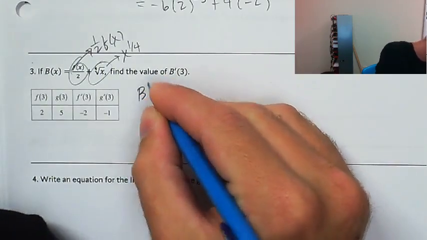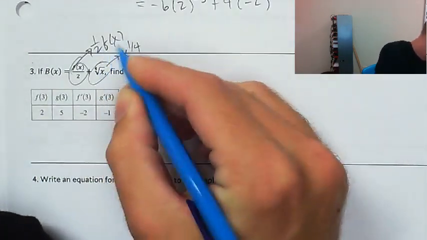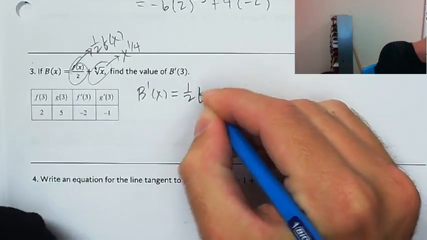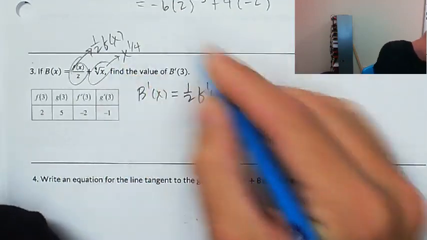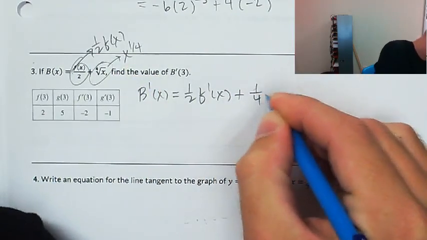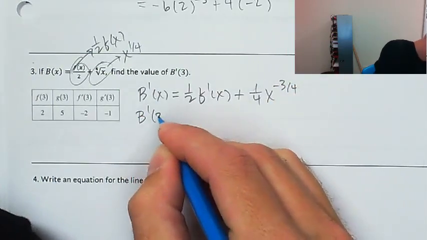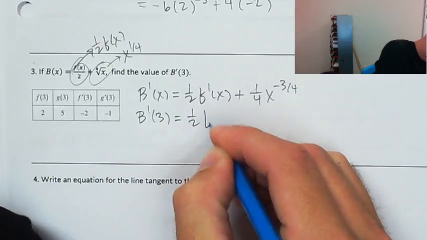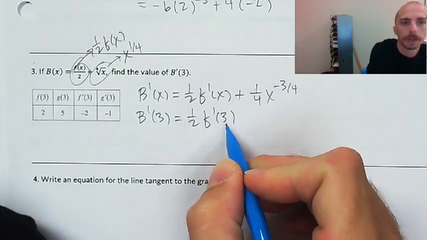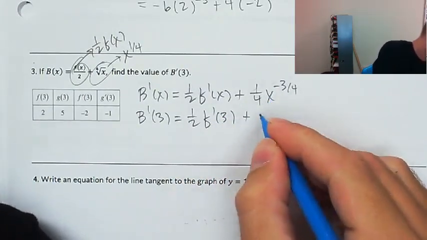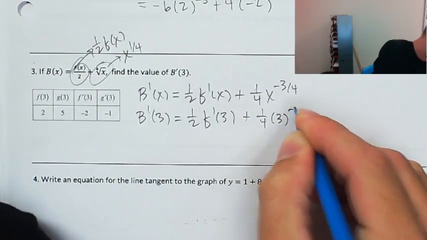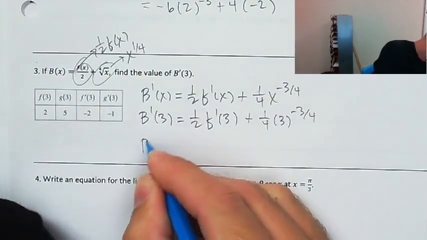Okay, b prime of x is going to start with half of f prime, and then it's going to be plus 1/4 of x to the negative 3/4. When I plug in 3, I'm going to have half of f prime of 3, which is something I can look up in the table, plus 1/4 of 3 to the negative 3/4.